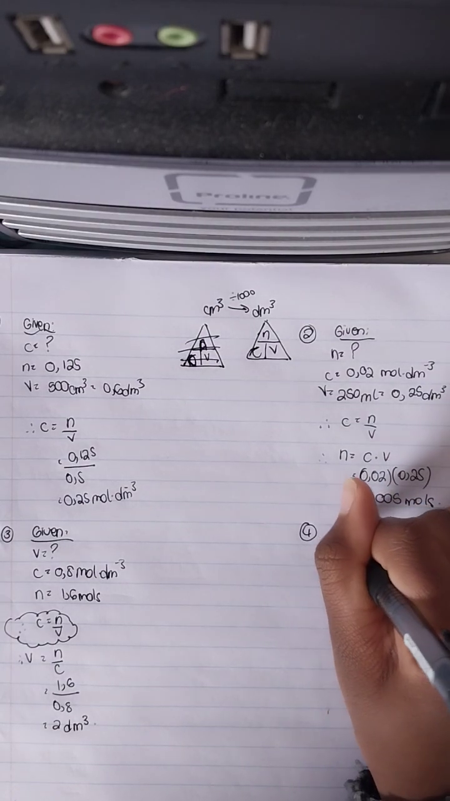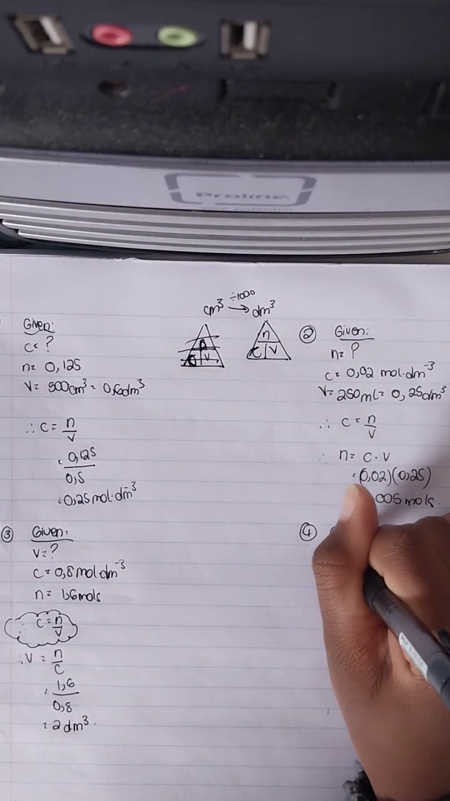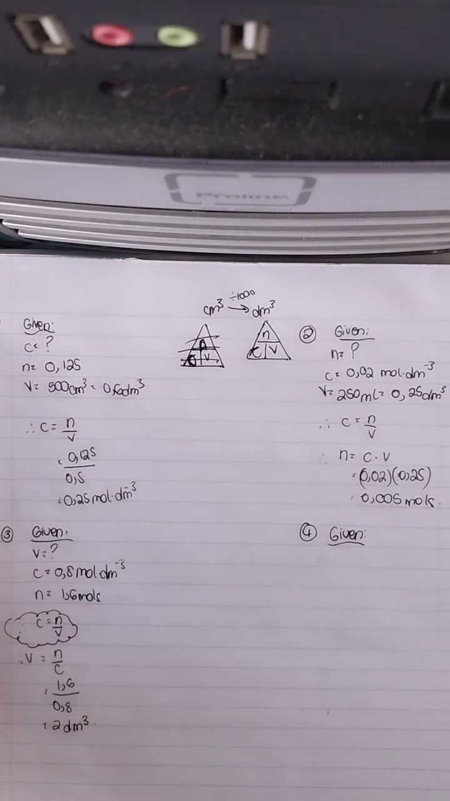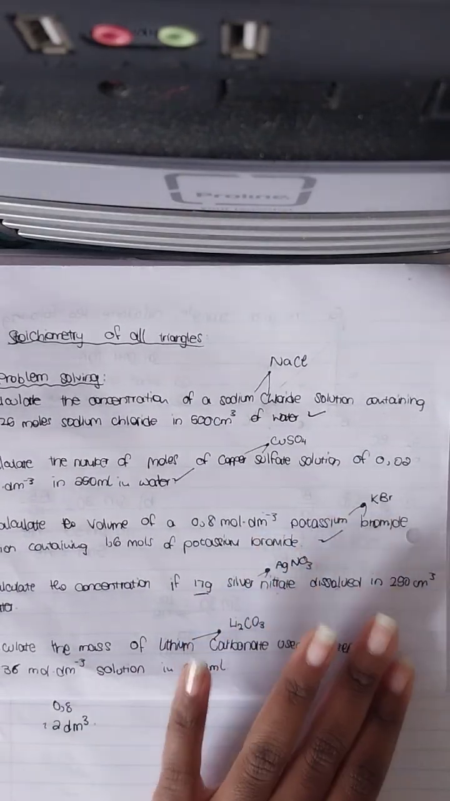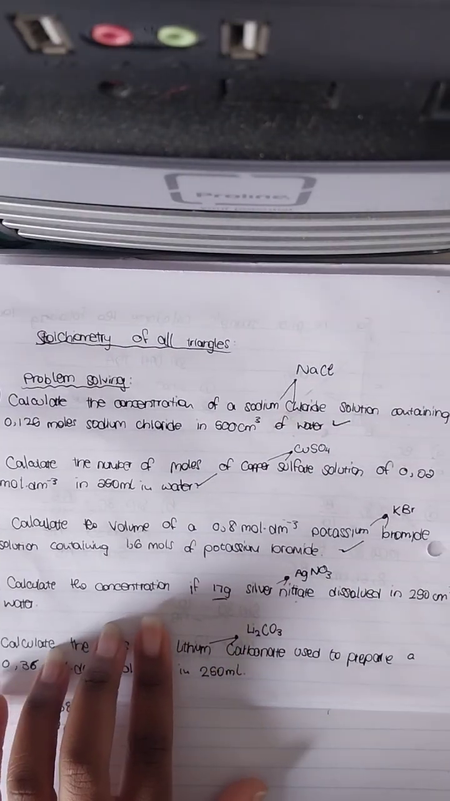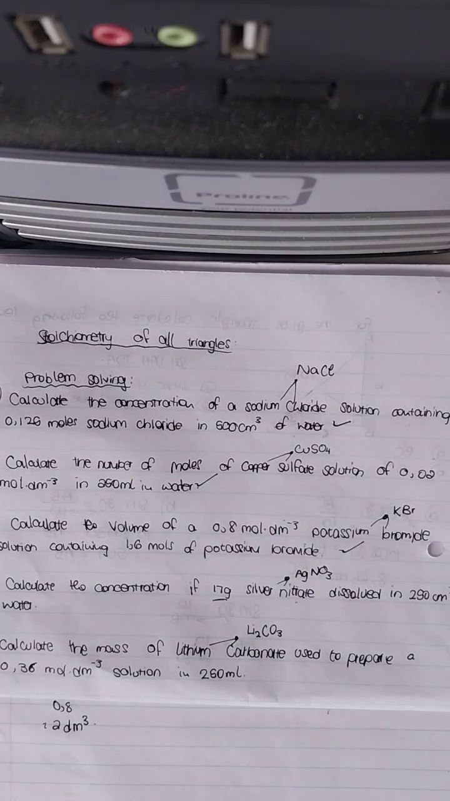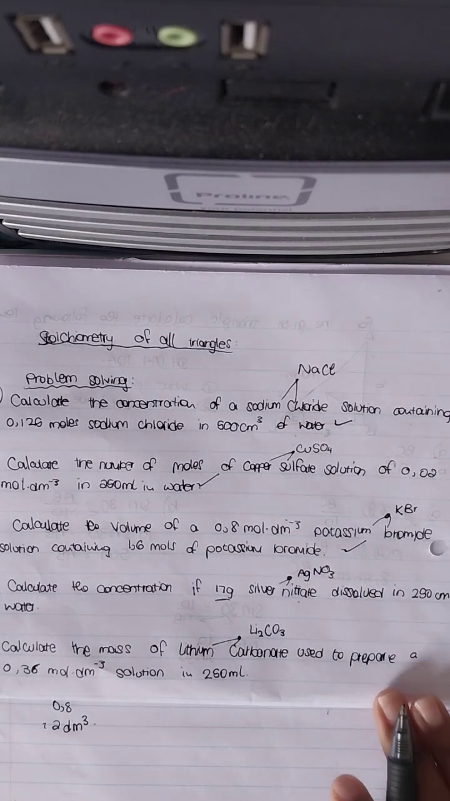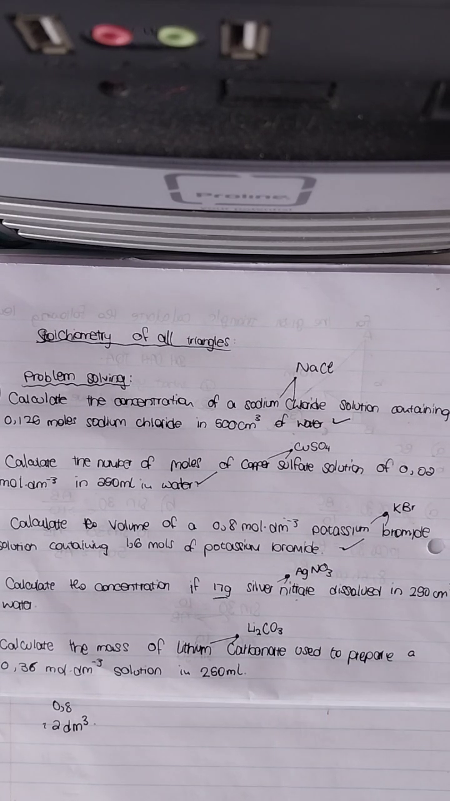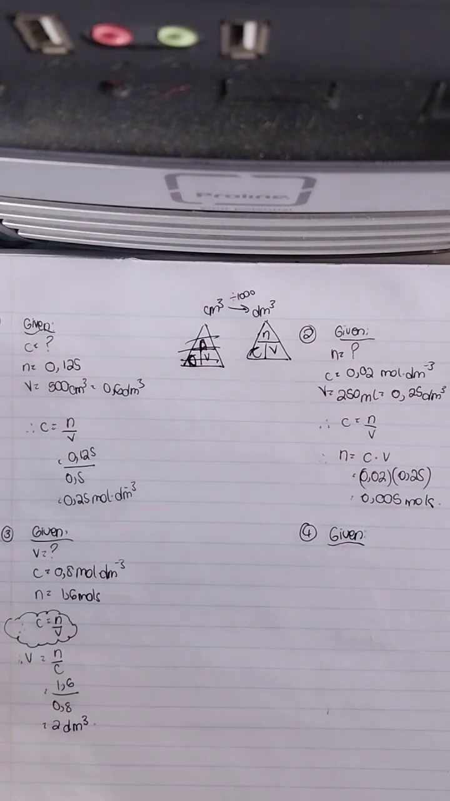I hope you are starting to understand. You can even pause the video to do all the questions and then check the answers yourself when we're done. This is the fourth one. It says here: calculate the concentration if 17 grams of silver nitrate, AgNO3, is dissolved in 250 cm cubed of water. So our given.